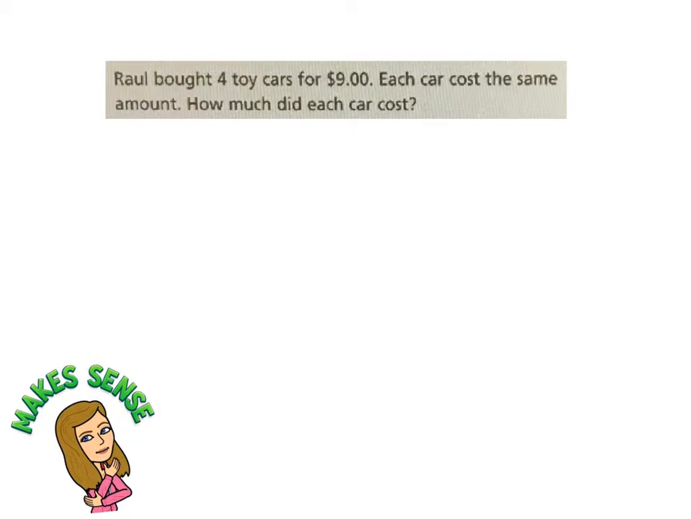On this page, I'll be giving you a refresher into dividing with decimals. This one is Raul bought 4 toy cars for $9. Each car cost the same amount. How much did each car cost? So we'll be dividing this total, $9, which happens to be a decimal, divided by 4, the number of cars he bought, to figure out how much each one cost.